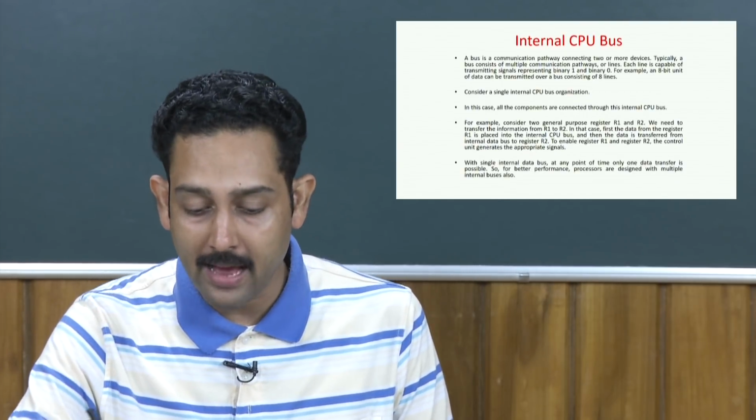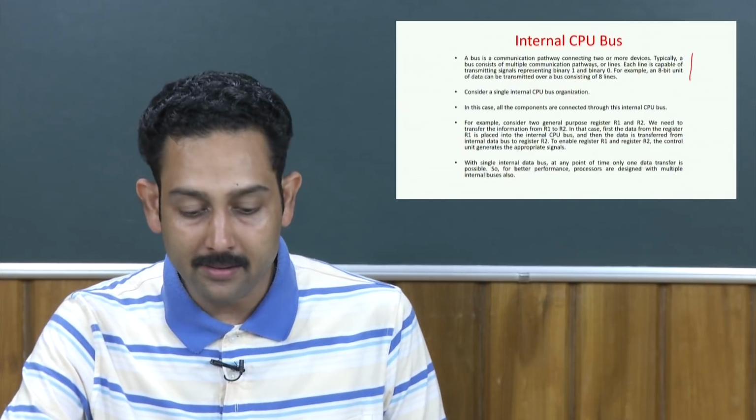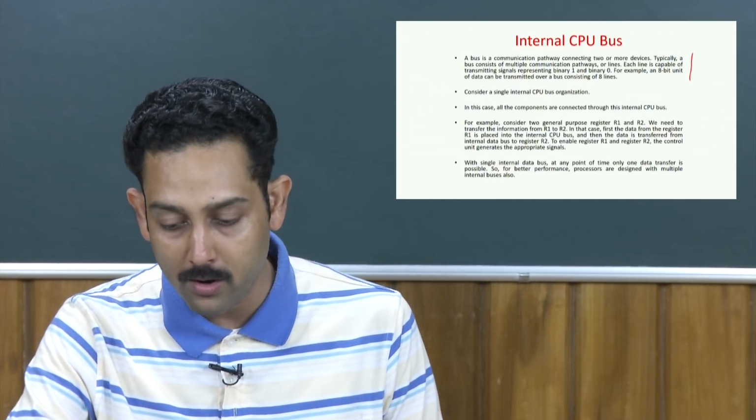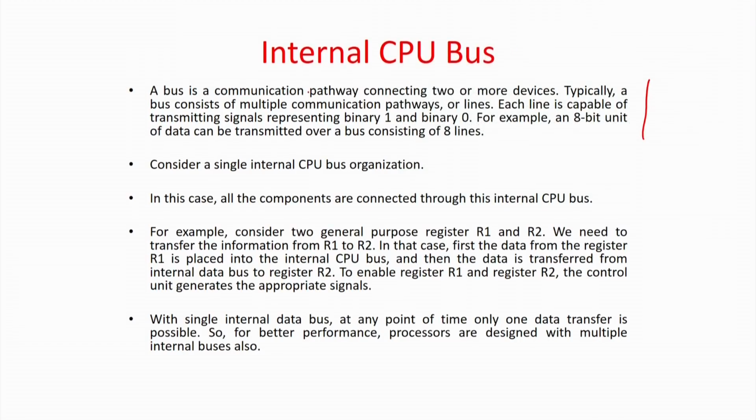You can see the typical definition of a bus: a bus is a communication pathway between two or more devices. Typically a bus consists of multiple communication pathways or lines. For example, an 8-bit bus means it can directly transmit 8-bit data. Throughout these two modules we will be talking of a single bus architecture, because for a long time it was the standard for a large number of processor designs, and everything had to be connected to the single bus.